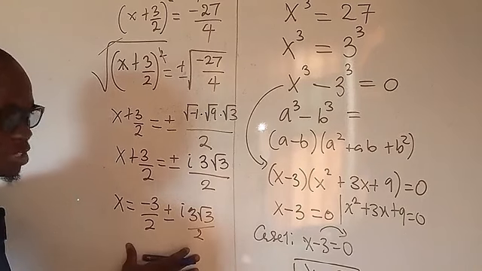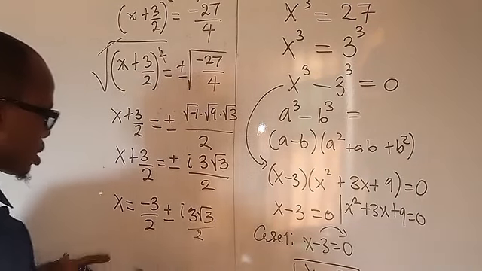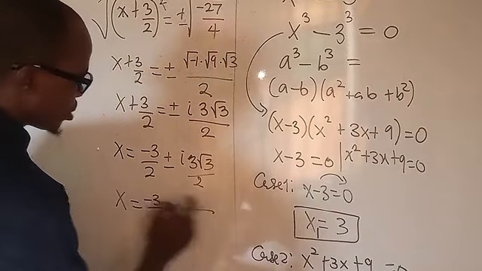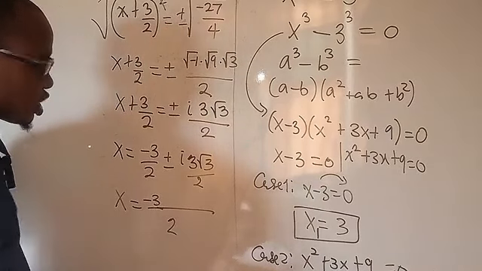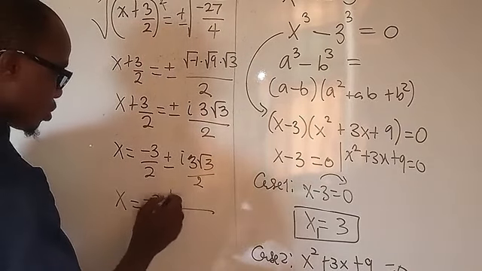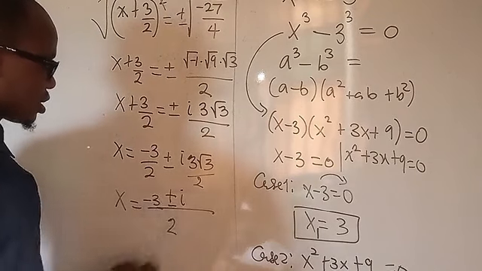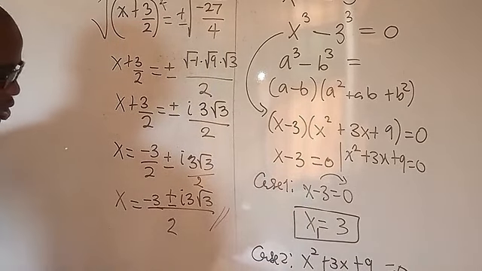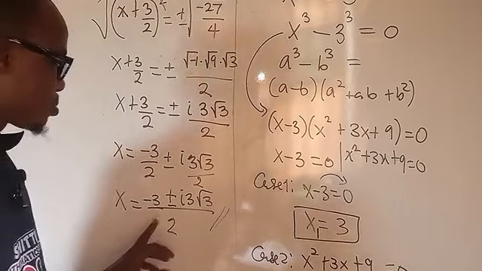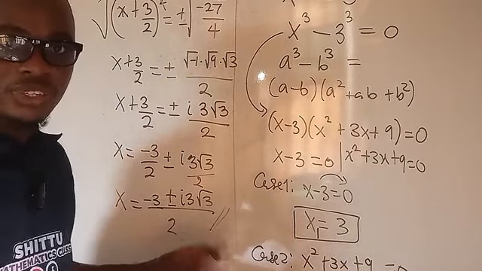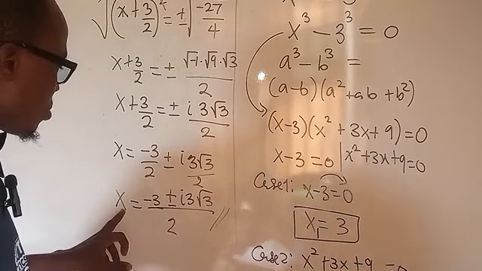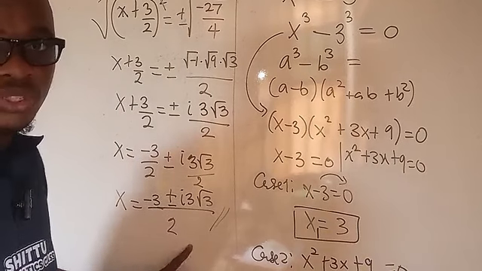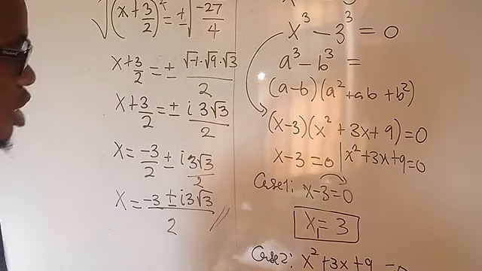So now we have this, but you can still have it in a single fraction, having it like minus 3 over 2, because they are sharing the same denominator, plus or minus, then i 3 root 3. And with this, we have plus or minus there, which is telling us that we have two solutions here. We have x equals minus 3 plus or minus i 3 root 3 all over 2, and that's the solution.